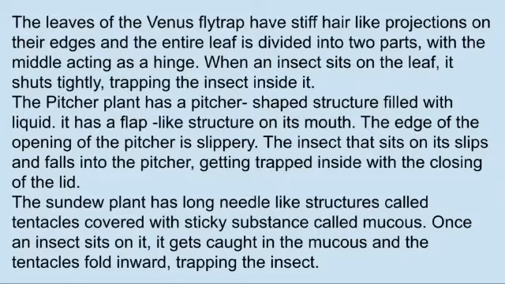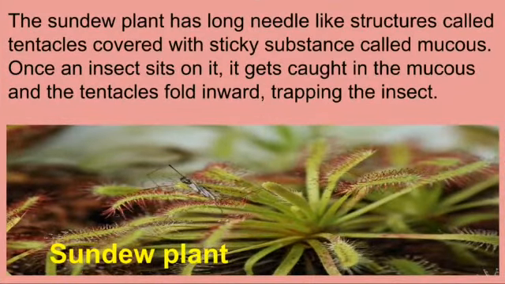Let us see the sundew plants. The sundew plant has long needle-like structures called tentacles, covered with a sticky substance called mucus. Once an insect sits on it, it gets caught in the mucus, and the tentacles fold inward, trapping the insect. So these are all ways that plants eat insects, by secreting what? By secreting a sticky substance or digestive juices which digest the insects.